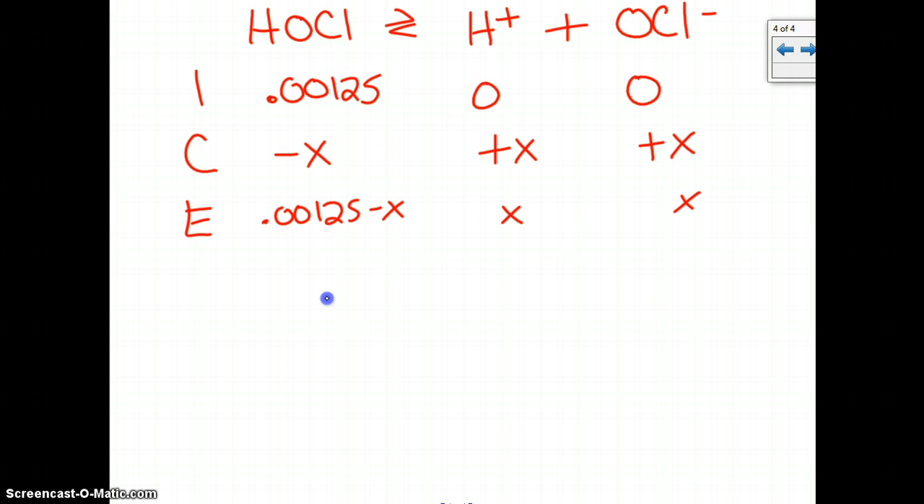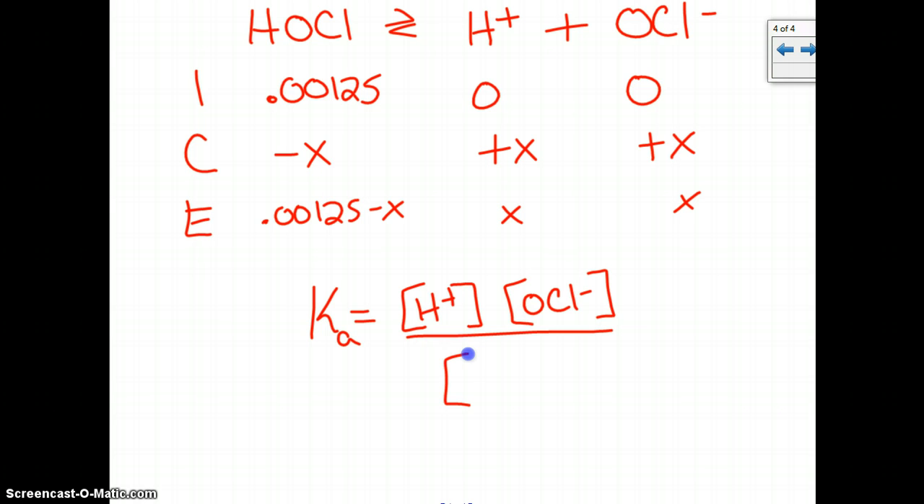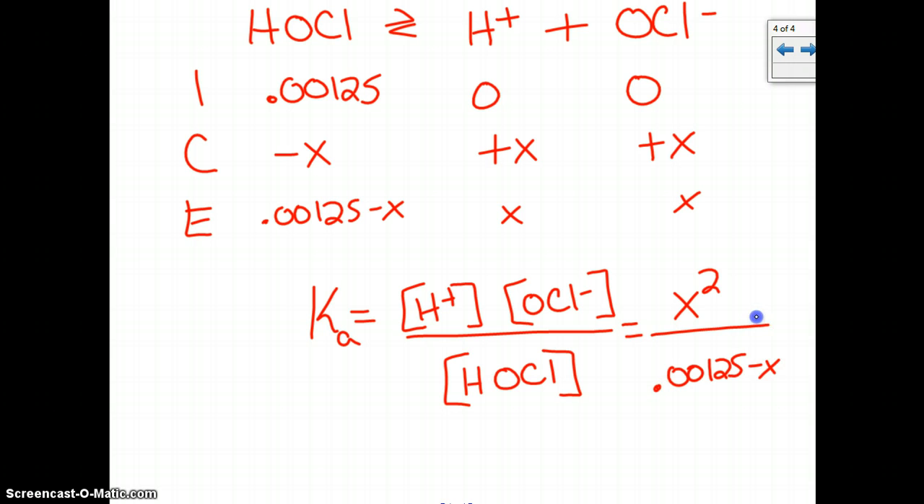Okay, now when we write our expression for Ka, H plus times OCl minus over HOCl. Okay, so products over reactants. All right, and we're plugging in. I'm going to go ahead and simplify because you had x and x, so x squared. And then on the bottom, you got 0.00125 minus x. And that's equal to our Ka, which was 3.5 times 10 to the negative 8.